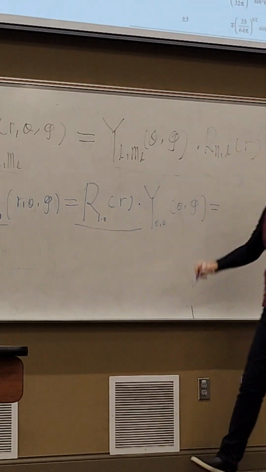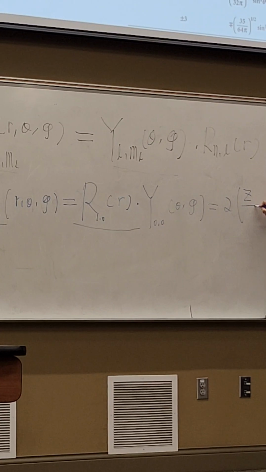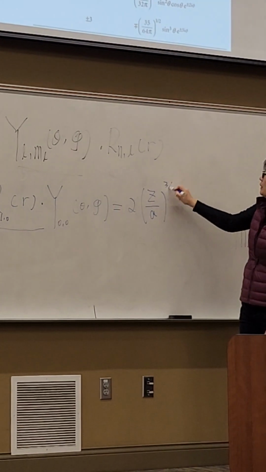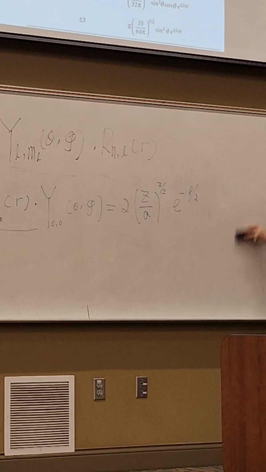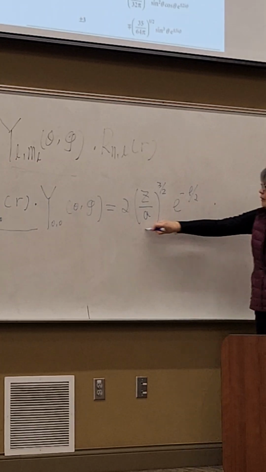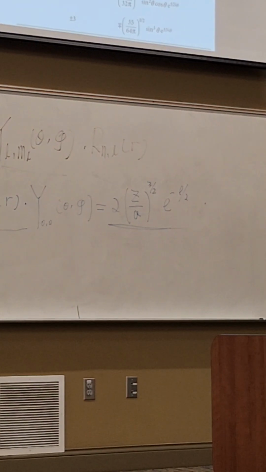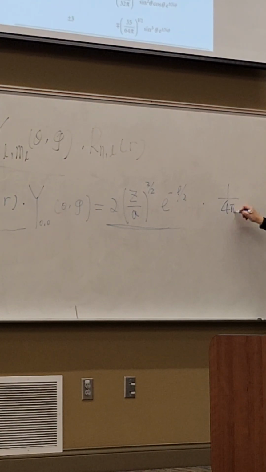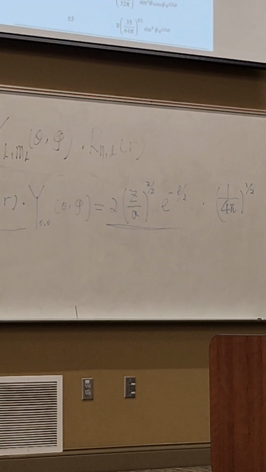Look at the table, 1, 0, that will be 2 times Z over a to the power of 3 over 2, then times the exponential function, e to the minus rho over 2. And that's your radial component from the table, from the solution. How about the angular component? So that is the exact solution for the electron in the quantum state 1, 0, 0.